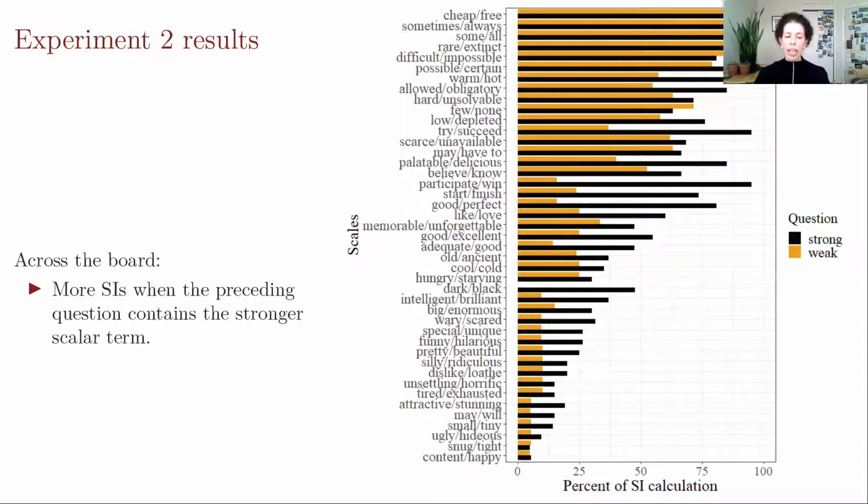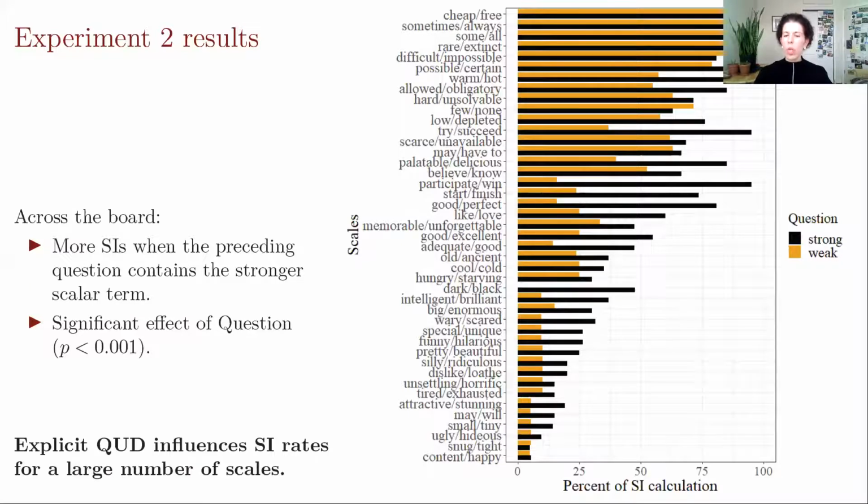What we can see is that across the board, for almost all of the 43 scales, there were more scalar inferences derived when the preceding question contained the stronger scalar term. For the vast majority of the scales, you can see that the black bar is higher than the yellow bar. And indeed, this is borne out in the statistical analysis. We find a significant effect of question in experiment 2. So in other words, we can conclude from our experiment 2 that an explicit QUD and overt question is found to influence scalar inference rates for a large number of different lexical scales.